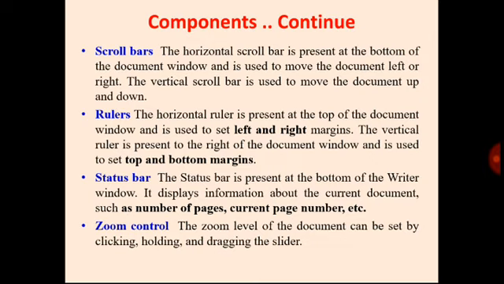Then next is scroll bars. There are two types of scroll bars: horizontal scroll bar and vertical scroll bar. The horizontal scroll bar appears at the bottom of the document window and is used to move the document left or right. And similarly, the vertical scroll bar is used to move the document up and down.